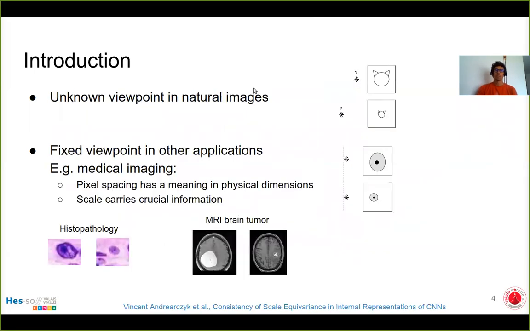But a key difference between natural images and other domains such as medical imaging is the viewpoint. The viewpoint is unknown in natural images as shown in the top right image. This explains the need for invariance to scale as objects may appear small or big. In other applications, we have a fixed viewpoint, and the pixel spacing has a meaning in physical dimensions. The scale carries crucial information. For example, the size of a nuclei in histopathology or the size of a tumor in an MRI scan.